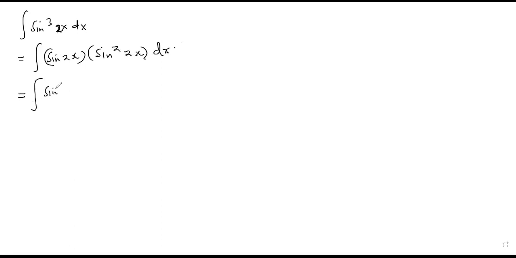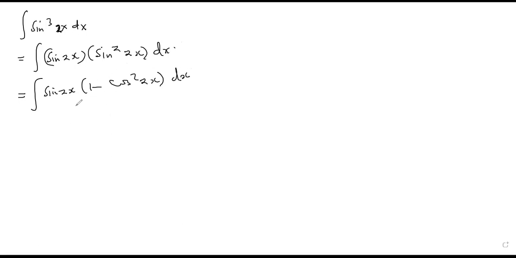Let's integrate sine cubed 2x dx. This is the same as sine 2x times sine squared 2x dx, which is equally the integral of sine 2x times 1 minus cos squared 2x, from the Pythagoras formulas.